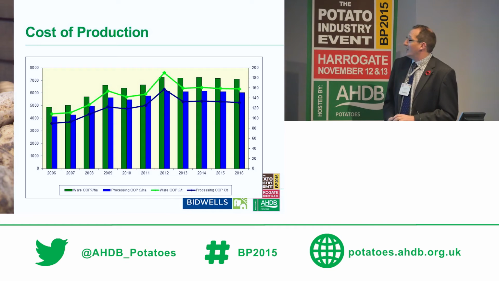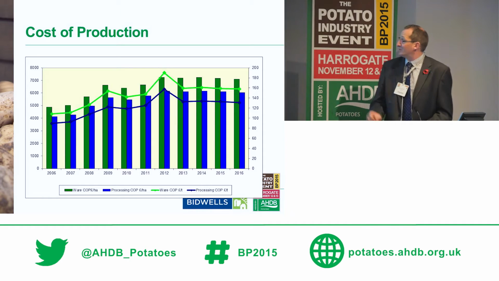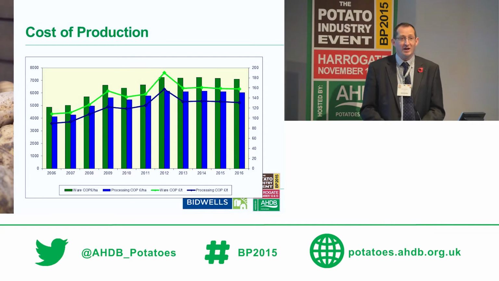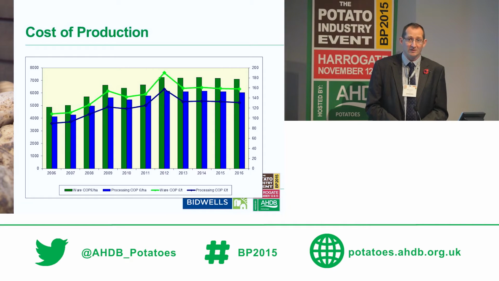So this is a graph over the period of time that we've been looking at the data. We produce figures for ware and also for processing. And the figures on there, the bar charts are for cost per hectare, and the lines are for cost per tonne. And although it's quite a small change, we're looking at a change of between 1% and 2%, about 1.5% reduction in costs that we're looking at for 2016 compared to 2015 as our forecast.